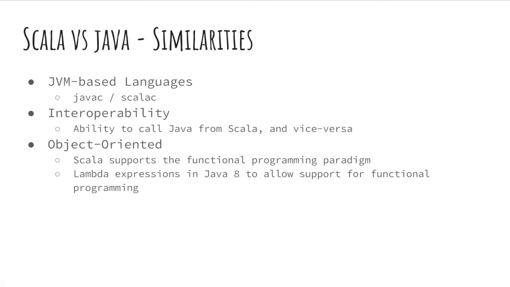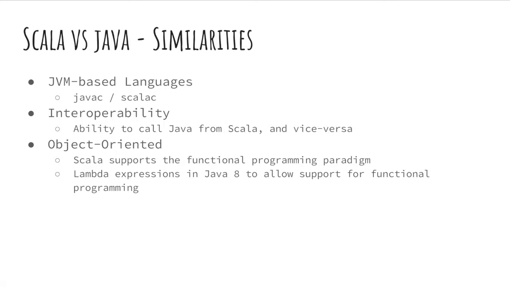Both are JVM-based languages. Scala produces the same bytecode as Java and runs on a Java virtual machine. Similar to the Java compiler javac, Scala has a compiler scalac, which compiles Scala code into bytecode. There is the ability to call Scala from Java and vice versa. Furthermore, you can reuse application code and open source Java libraries in Scala. Lastly, both languages support object-oriented programming, while Scala also supports functional programming.